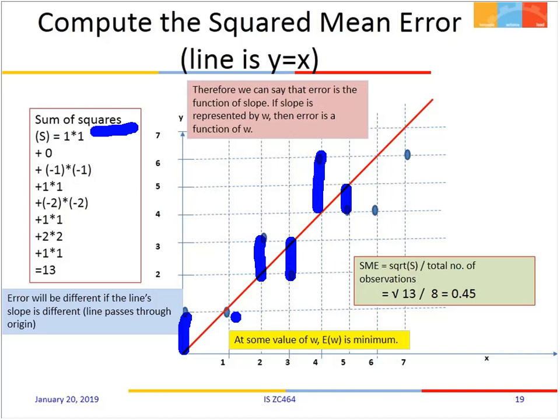I think there is some fault here. So you can always check whether it is minus or plus, but the square will make it always plus. So then this 2 square. When you go with the predicted value minus actual value, then it makes it plus. Right, so there are 3 minus values and 5 plus values, like that. So you get a sum of squares of 13, right? So the sum of squares is taken, then you go for the square root and then divide by the total number of observations, and you get 0.45 as the squared mean error. Is this okay?